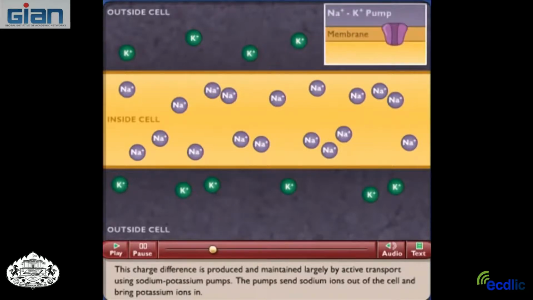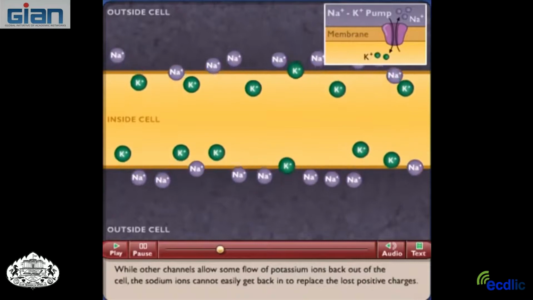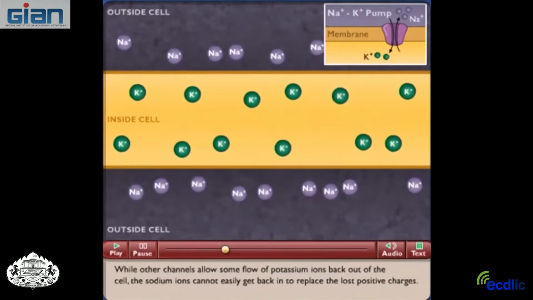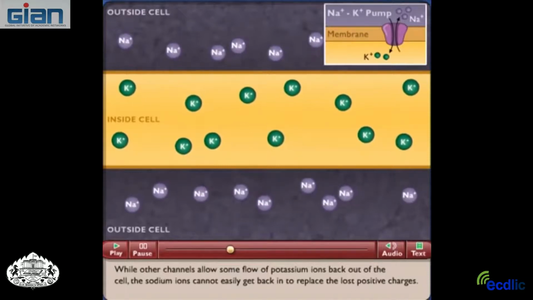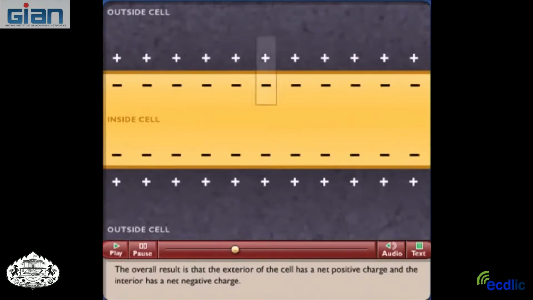The pumps send sodium ions out of the cell and bring potassium ions in. I think I might have gotten that backwards. While other channels allow some flow of potassium ions back out of the cell, the sodium ions cannot easily get back in to replace the lost positive charges. The overall result is that the exterior of the cell has a net positive charge and the interior has a net negative charge. Okay, this is resting. The difference in charge between the interior and exterior of the cell is called the resting membrane potential.